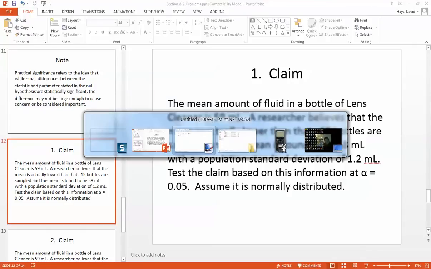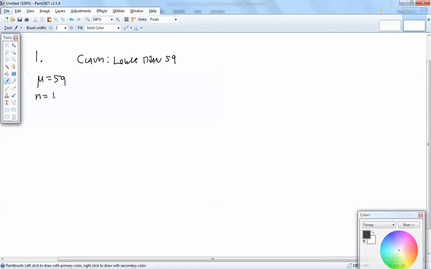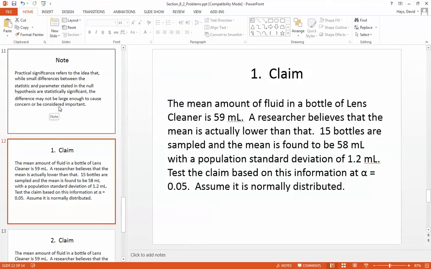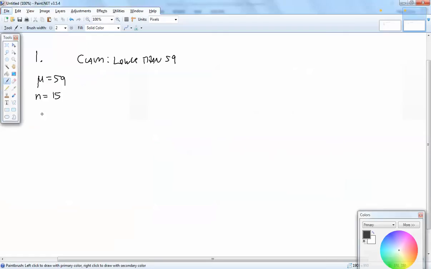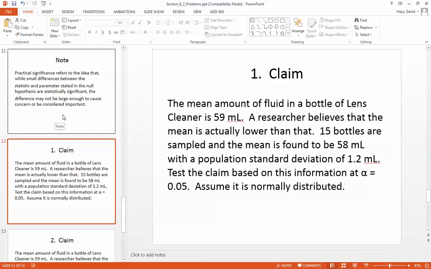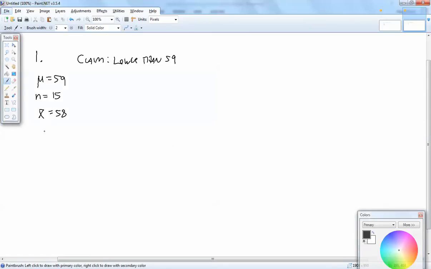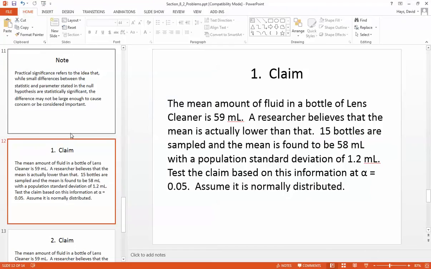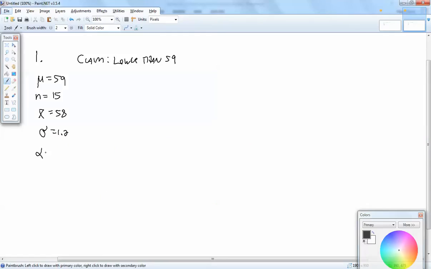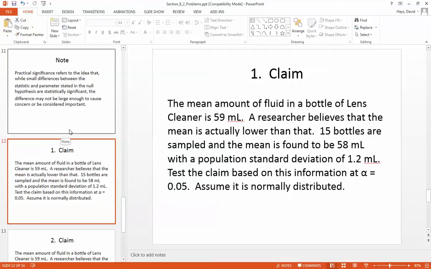15 bottles are sampled, so that'll be n. n is 15. And the mean is found to be 58, so x bar is 58, with a population standard deviation of 1.2. So sigma is 1.2. Test the claim based on this information, with alpha equal to 5%. Assume it is normally distributed.